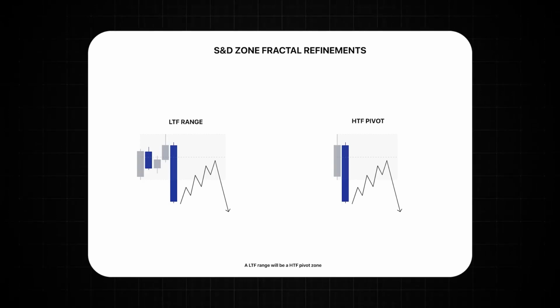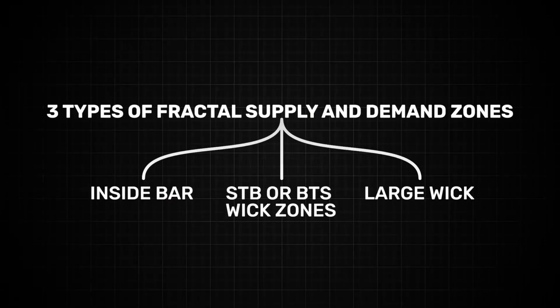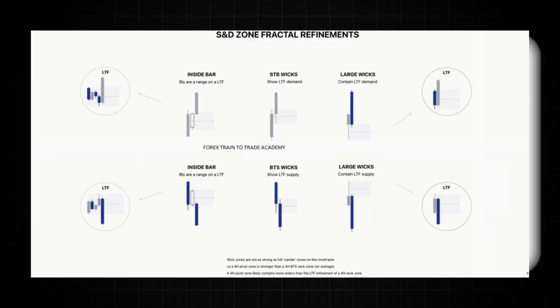So a range on a lower time frame will be seen as a pivot zone on the higher time frame. The same as a pivot zone on a higher time frame can also be seen as a range on a lower time frame. I also made mention of fractal supply and demand levels. So even though I never encourage you guys to use it, some people will find it the best for them to use. So here are examples of fractal supply and demand levels.